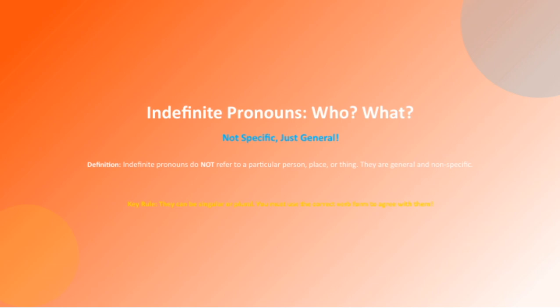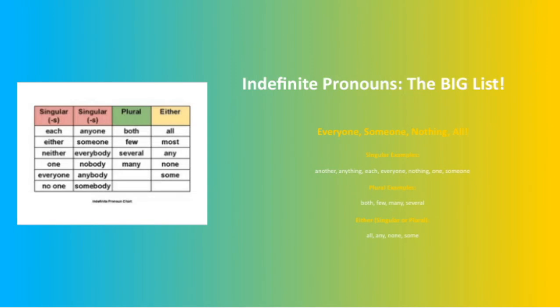Let's dive into some key pronouns today, starting with the basics: all, any, none, and some. These are what we call indefinite pronouns because they don't refer to a specific person or thing. They help us talk about quantities in a general way. Next, we have the word either, which can be used with singular or plural nouns. It often appears in situations where you're choosing between two options or indicating a choice.